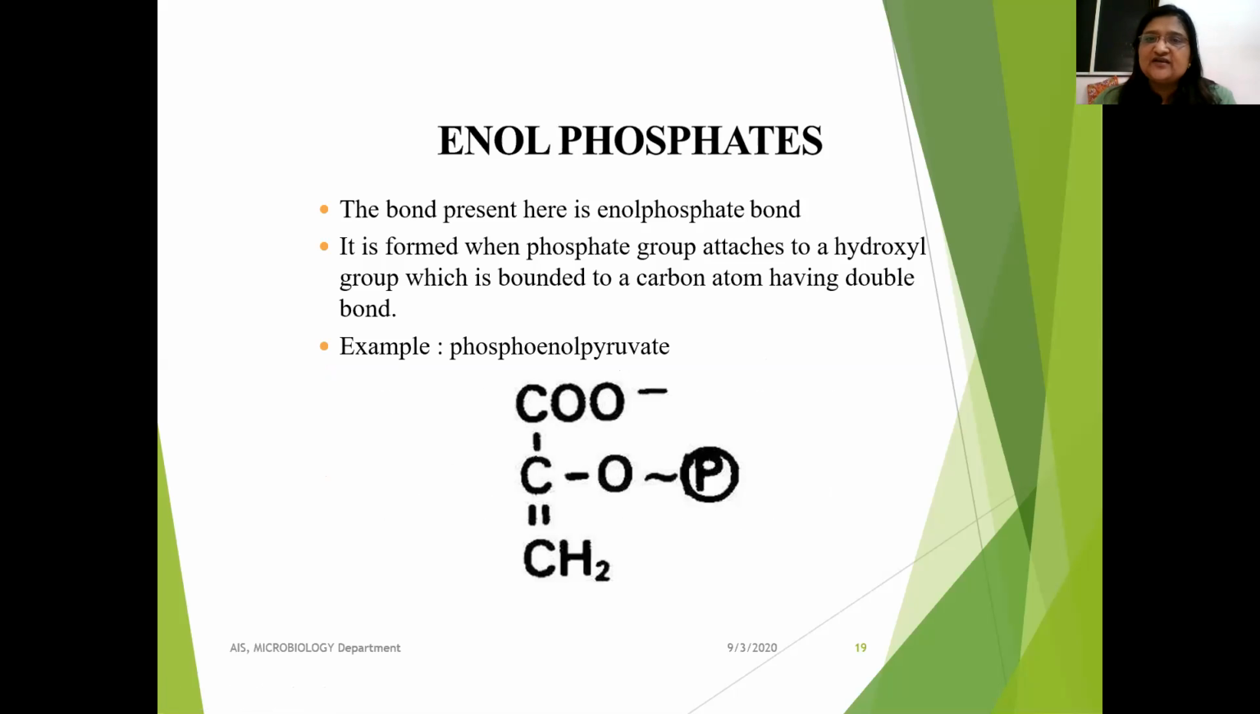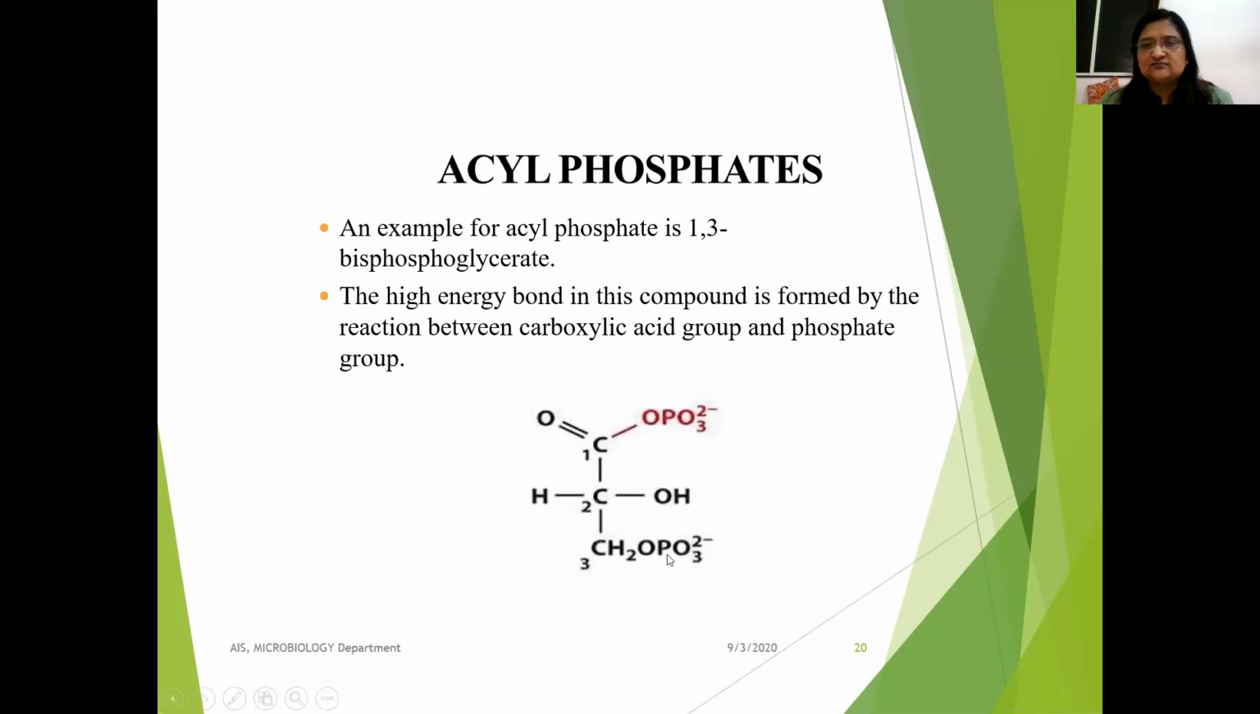The second group is enol phosphates. Enol phosphates are formed when a phosphate group is attached to a hydroxyl group, which is bonded to a carbon atom having a double bond. This creates the enol phosphate, and one example we have taken is phosphoenolpyruvate. You can see the structural information.